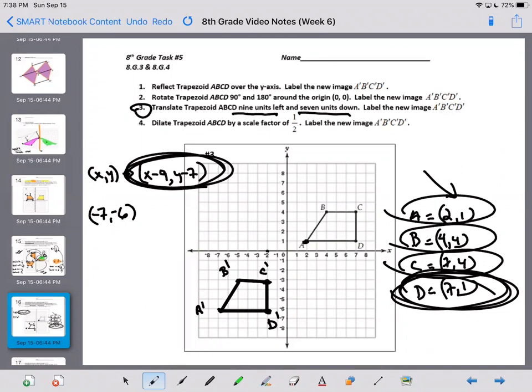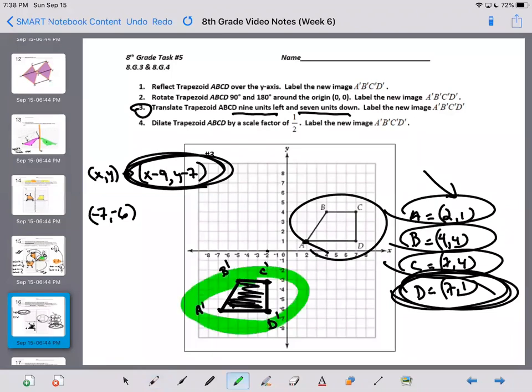So I have my new shape in black. So that's your slide. That's a translation. So all I have to do is take that pre-image, move it left 9, and then move it down 7, and I should land right on top of our new image.